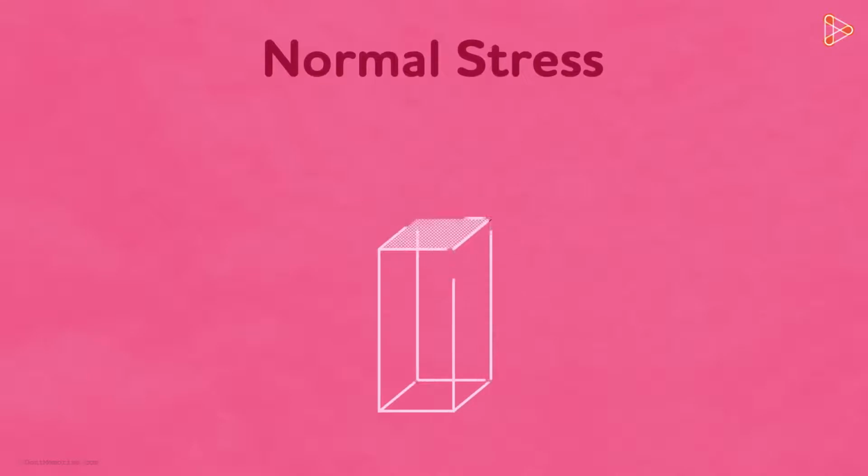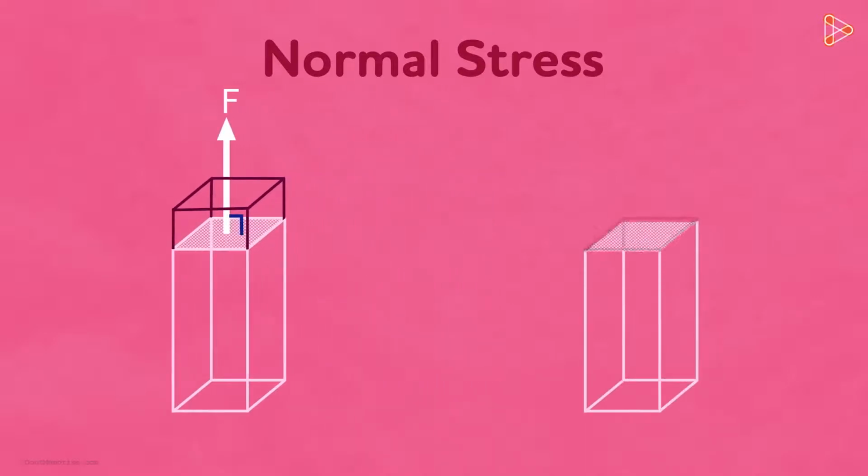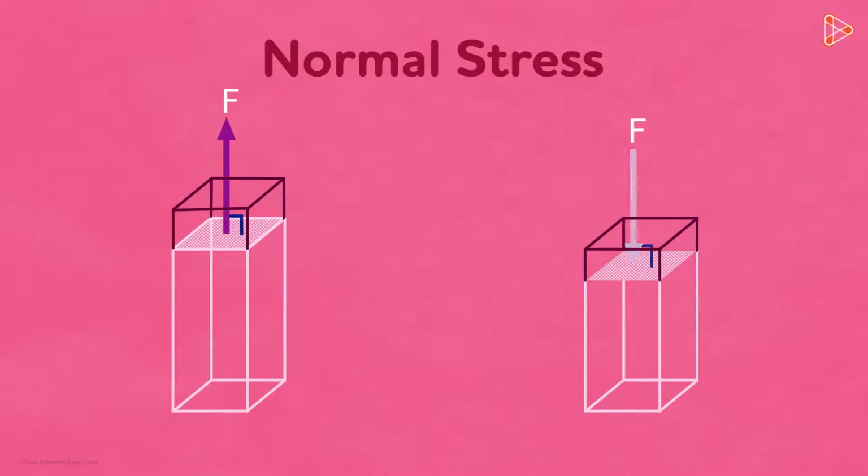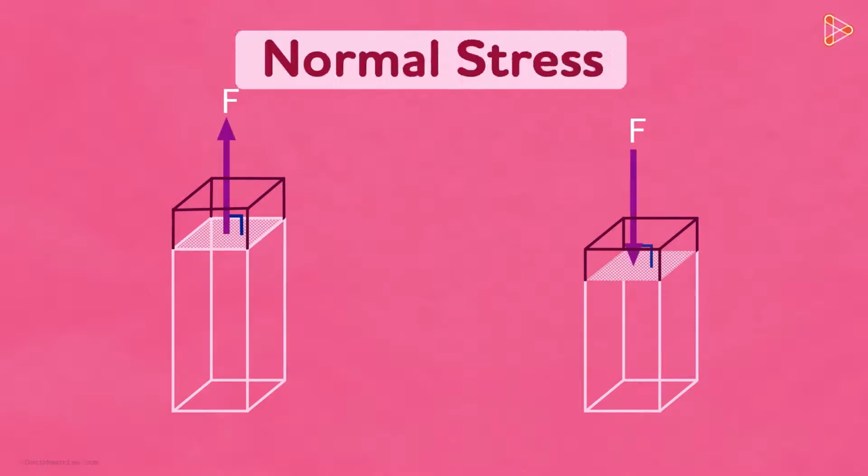For example, let's take an object, say a beam, and try stretching it. The normal force that acts on it is perpendicular to the cross-sectional area. And if we try compressing it, the force will be perpendicular but in this direction. So it either acts in this direction or in the opposite direction. That's the basic concept of normal stress.